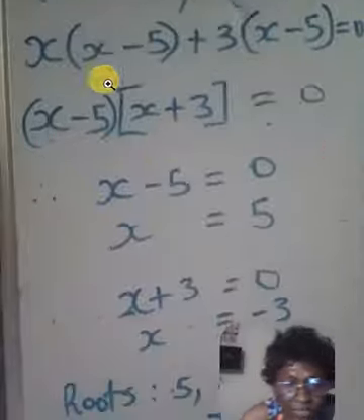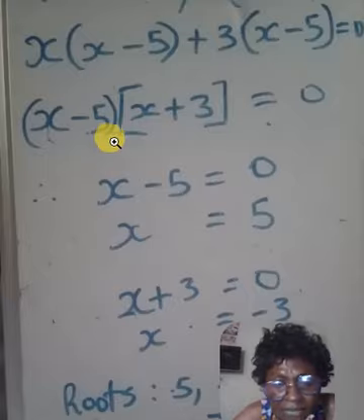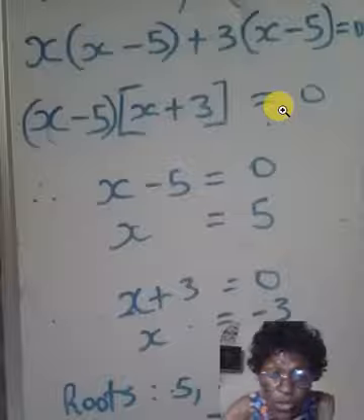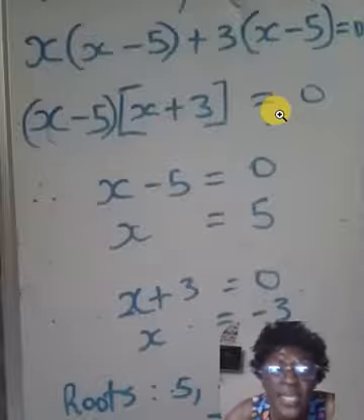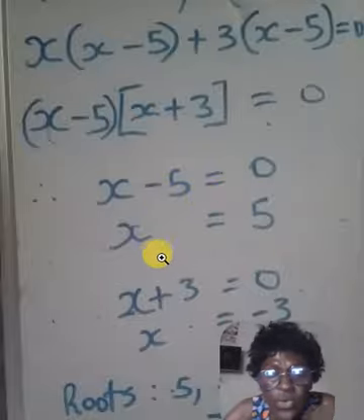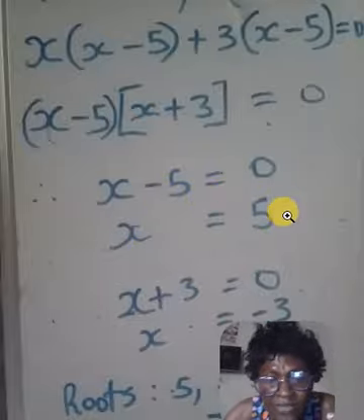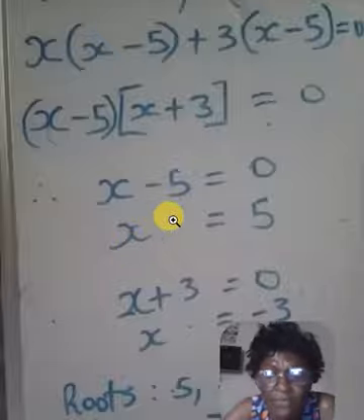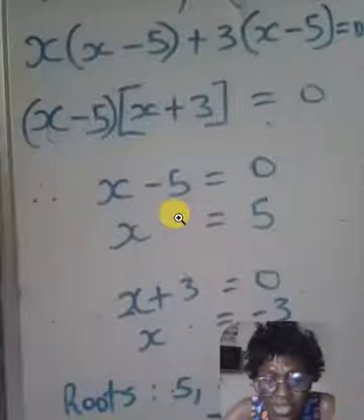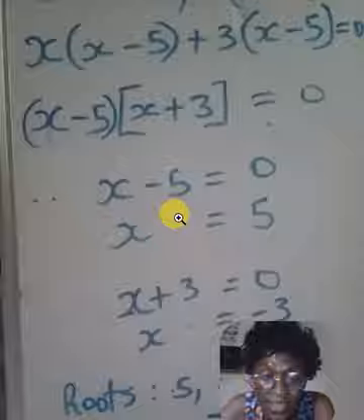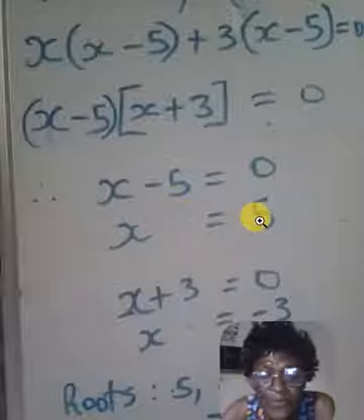So now, if x minus 5 times x plus 3 is equal to 0, that means each of them is equal to 0, so we can separate them out. X minus 5 equal to 0, therefore x will give us 5. X stays on this side, we take minus 5 to the other side, and because it's a minus on this side, once it crosses over to the other side, it becomes the opposite, which is plus 5. So x is equal to 5.